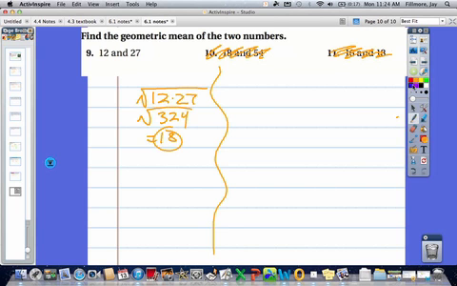Let's try one with a factor tree. Let's say we're taking the geometric mean of 8 and 4. So we'll multiply 8 times 4 and take the square root. Well, we end up with the square root of 32, which gives us a nasty decimal. So we don't like nasty decimals. So let's do a factor tree instead. Again, we talk about these in Chapter 7.